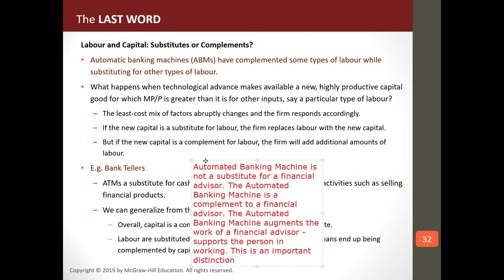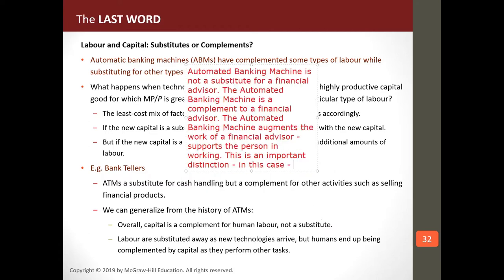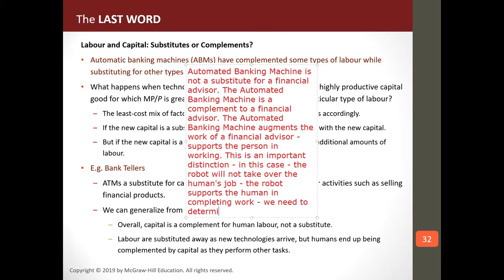So in this case, the robot will not take over the human's job. The robot supports the human in completing work. So we need to determine, most industries are like this. So cars are not fully autonomous.